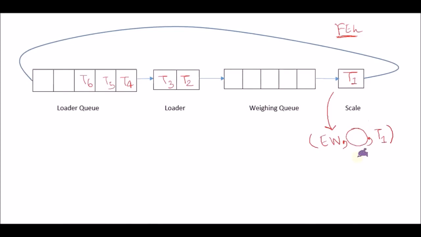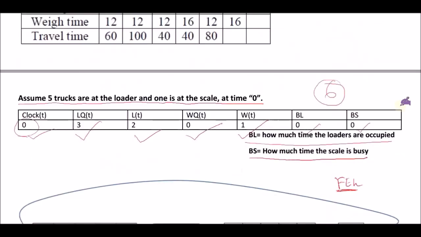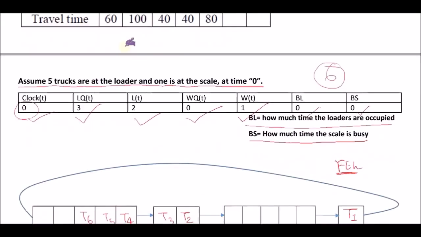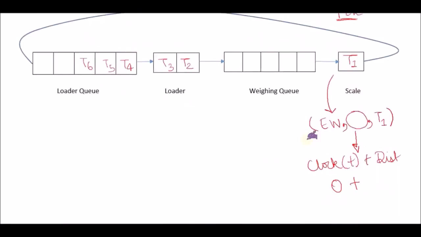Now, how do we fill this number? The answer is the clock time plus the time got from the distribution. So, at this instance, clock is 0. And since this is the first weighing time, we need to look at our table, that is the weighing table. So, this is also gone. So, we have to consider 12. So, it's going to be 0 plus 12. So, that's going to give me 12. So, that is one future event list, where T1 is going to finish weighing at time instance 12.